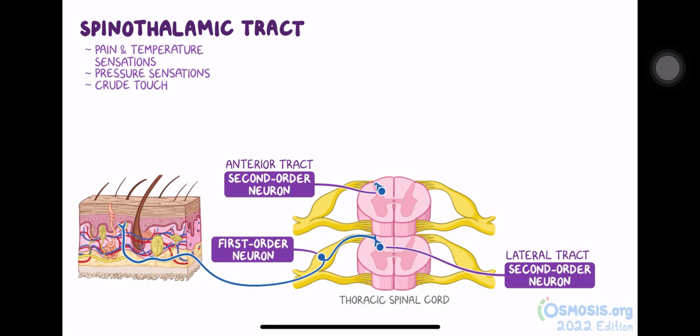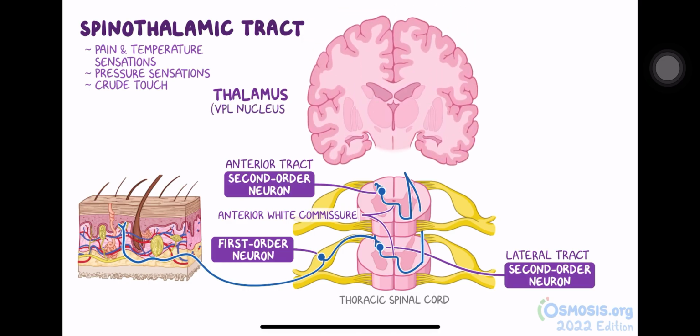The axons of the second-order neurons decussate via the anterior white commissure of the spinal cord, and then both anterior and lateral spinothalamic tracts ascend through the contralateral white matter of the spinal cord to the thalamus, specifically to the ventral posterolateral, or VPL, nucleus, where they terminate by synapsing with the third-order neurons within this nucleus.